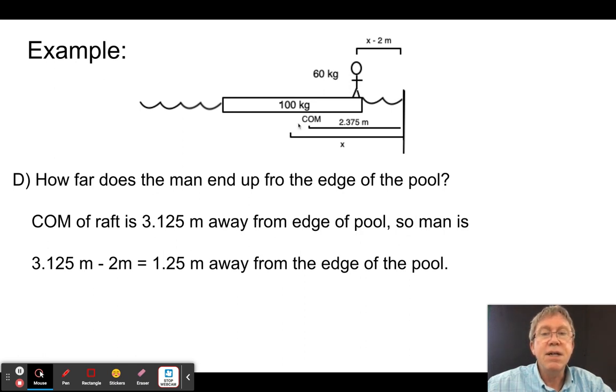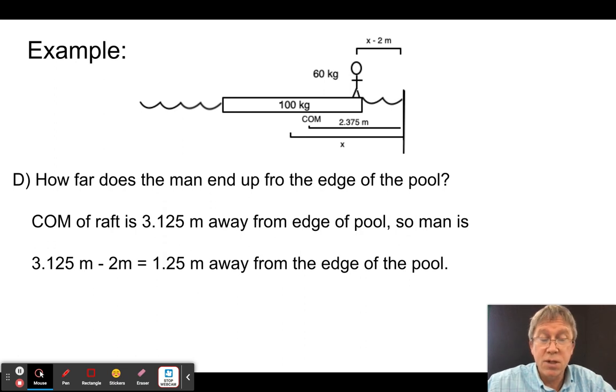So I basically take the new center of mass of the raft, which is 3.125, and I take away 2 because the man is 2 meters closer to the edge of the pool than that, so he's 1.25 meters away.